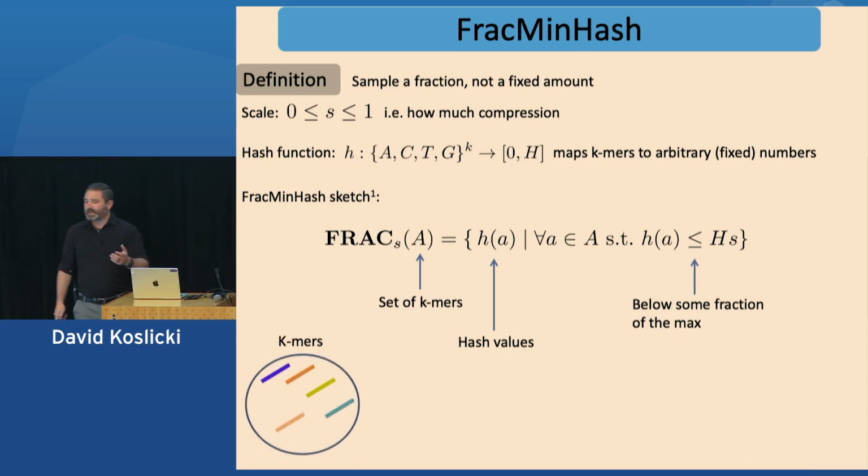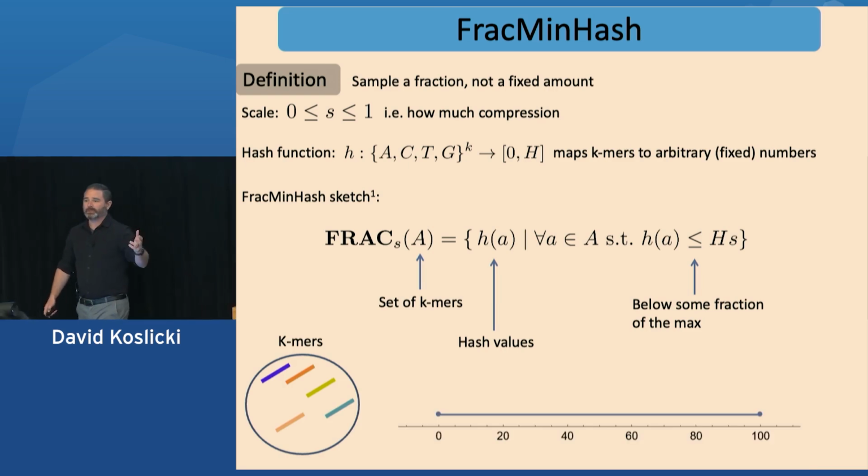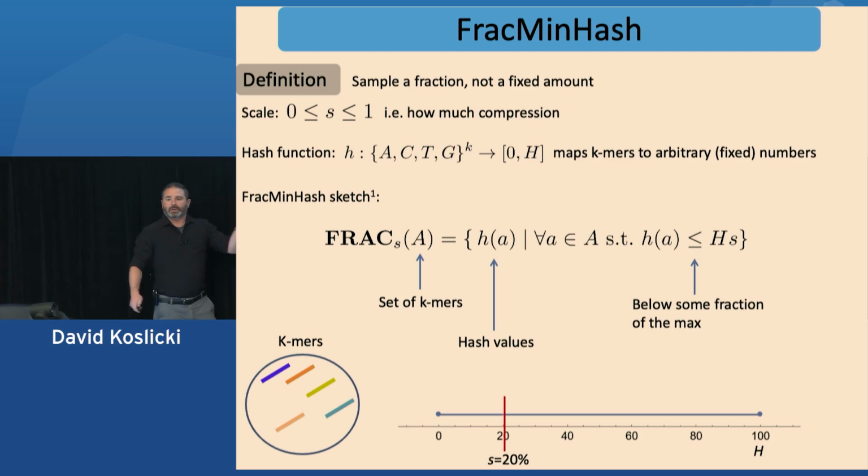So as a pictorial representation of this, we have our set of k-mers, A, floating around, and we have our number line that represents the output of my hash function, here going from 0 to 100. So my capital H is 100. And I'm going to pick some scaled factor, I'm going to say 20%.